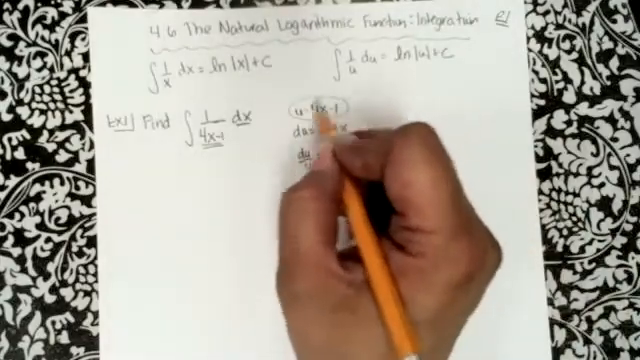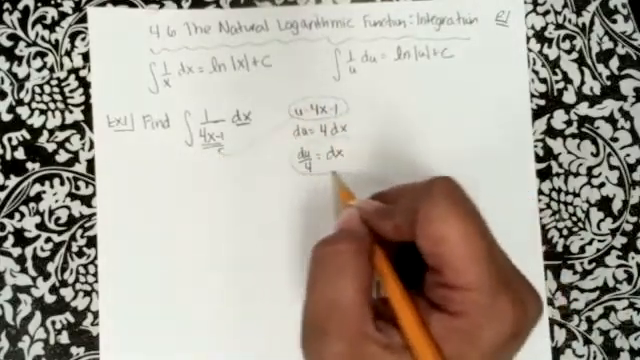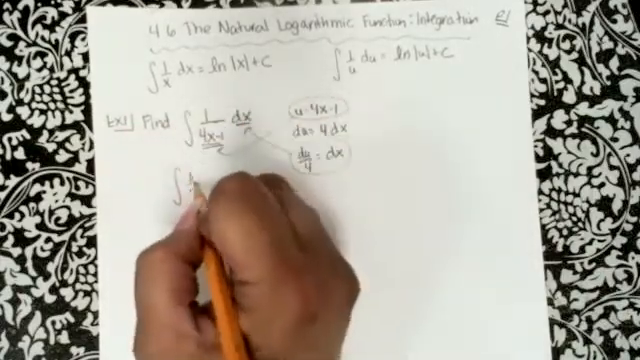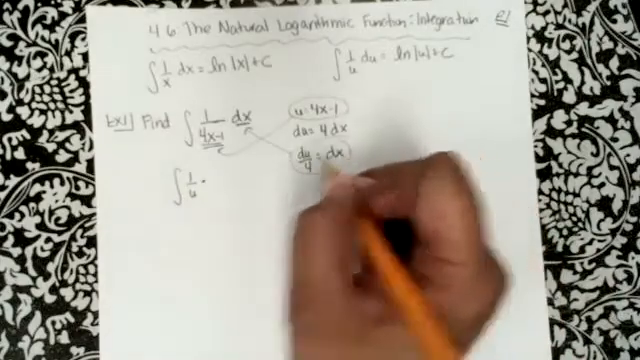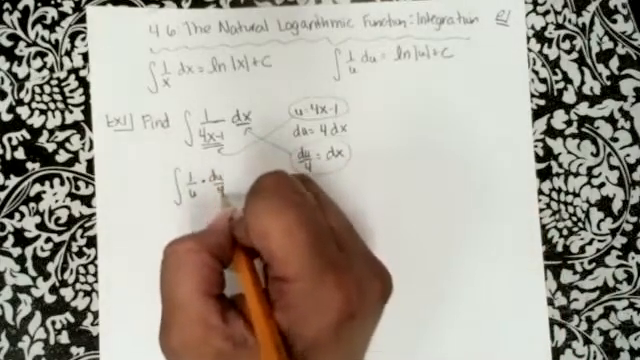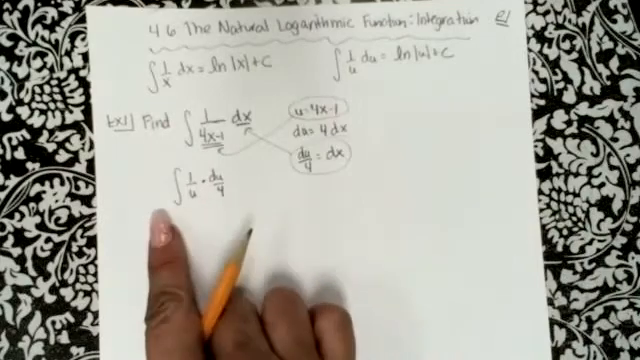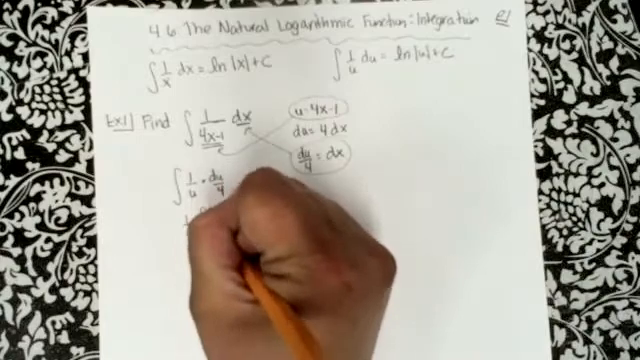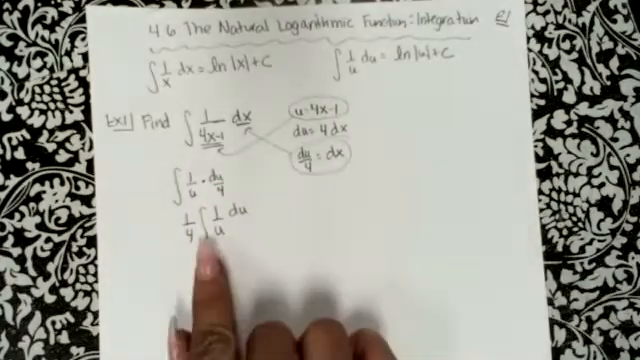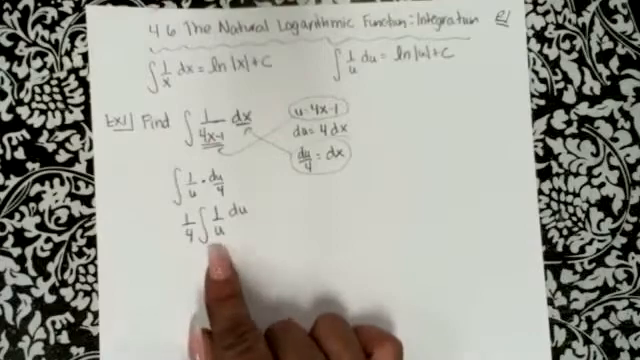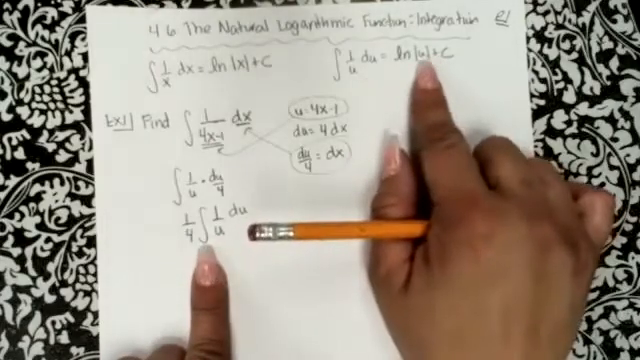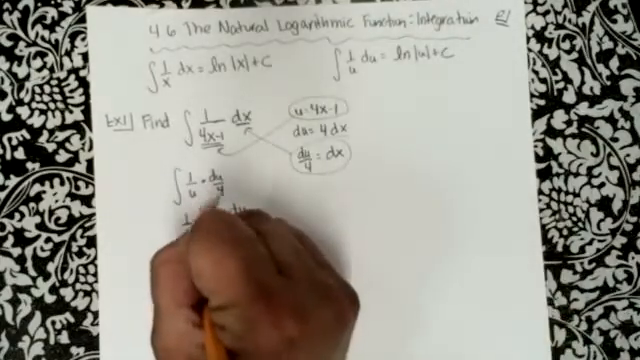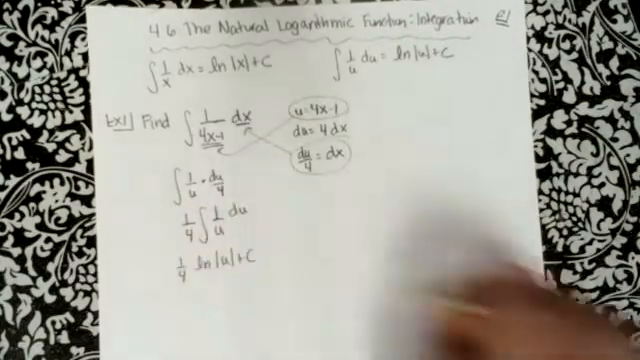Now let's go ahead and plug this in. So this is going to get plugged in right here, and this is going to get plugged in right here. So this is the antiderivative of 1 over u, and then dx equals du over 4. That 4 is a constant, so it's going to go out on the front. So this is 1 over 4 integral of 1 over u du. The antiderivative of 1 over u is the natural log of the absolute value of u plus c. So this is going to be 1/4 natural log absolute value of u plus c.